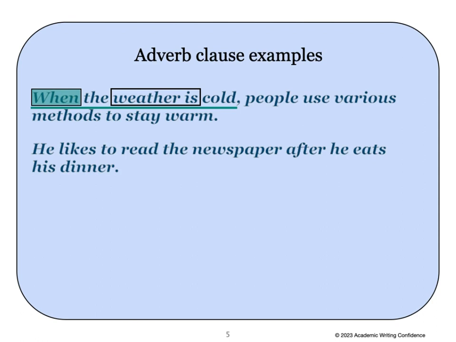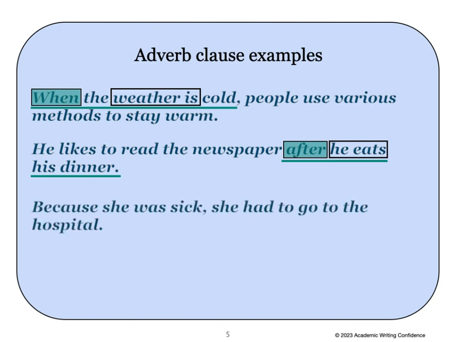Here's another example. He likes to read the newspaper after he eats his dinner. The clause here is after he eats his dinner. And the conjunction is the word after. The subject and verb are he eats. Because she was sick, she had to go to the hospital. The adverb clause is because she was sick, and the conjunction is the word because. The subject and verb of the clause are the words she was.